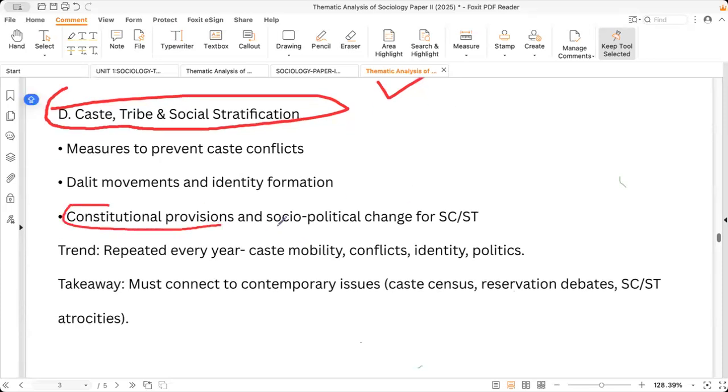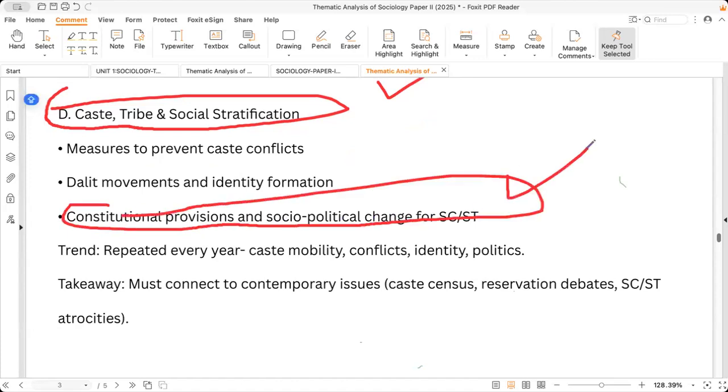Then constitutional provisions and socio-political changes for SC/ST, and this is very, very important. So there were constitutional provisions, but what have they brought? If they could not bring the desired changes, what was the reason? Here come the sociological thinkers. They have talked at length.